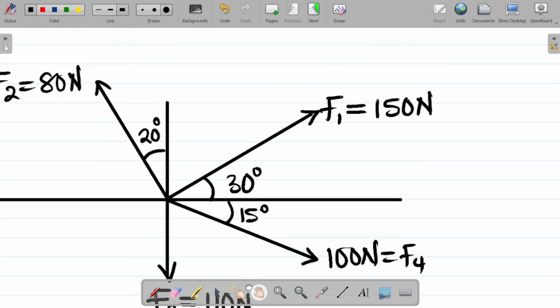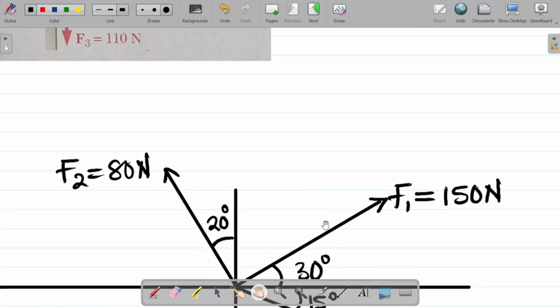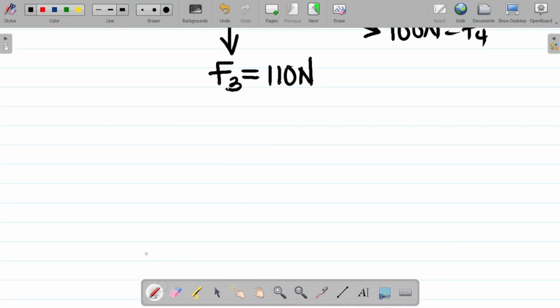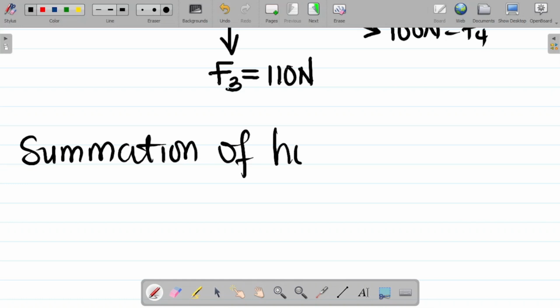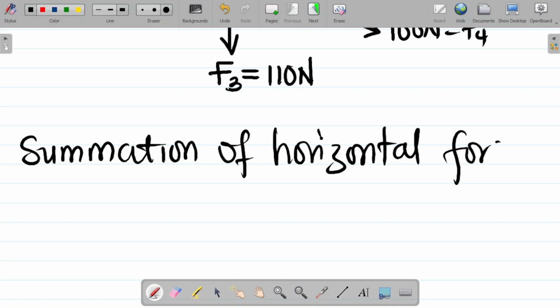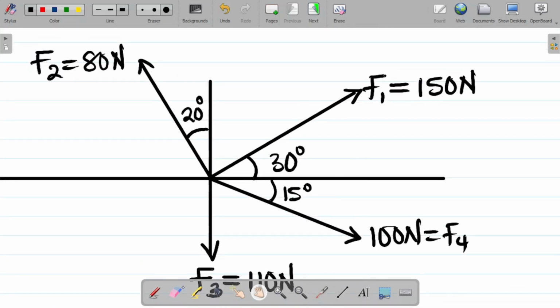All right. So with this done, let's get our summation of horizontal and vertical forces. First one, I have the summation of horizontal forces. I have sigma Fx. Sigma Fx is equal to, the first one there is F1. Now for this one here, of course, this is positive x. This one here is positive y. This is negative y. This is negative x.